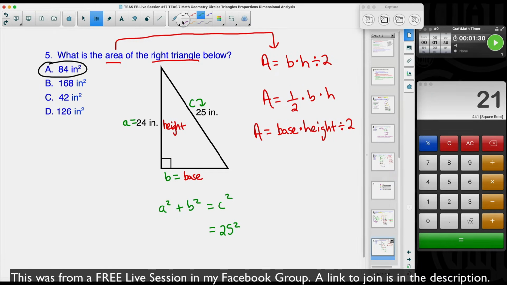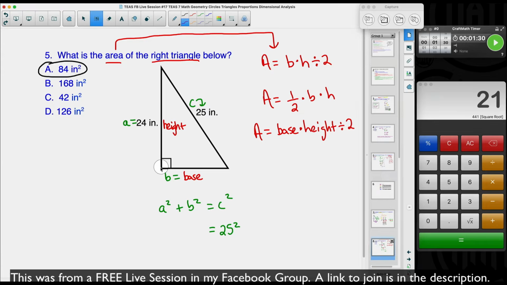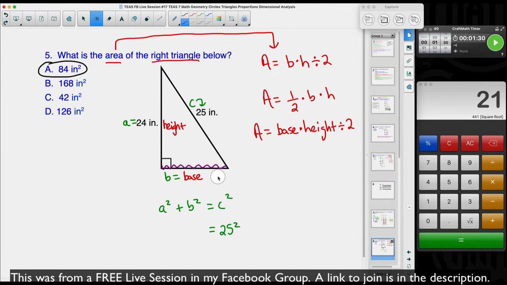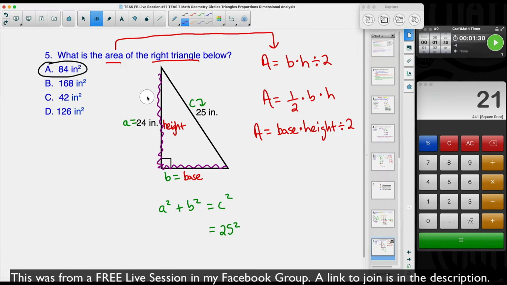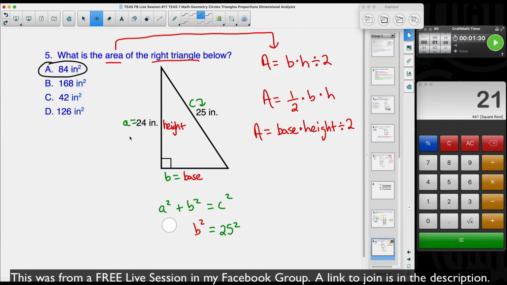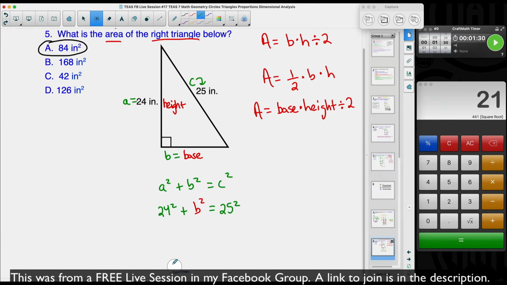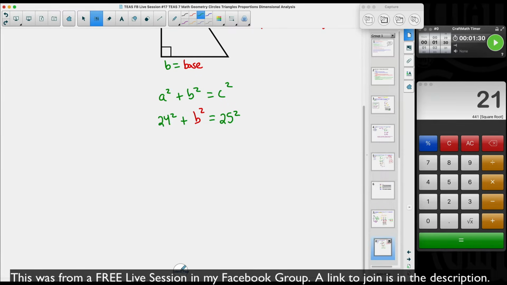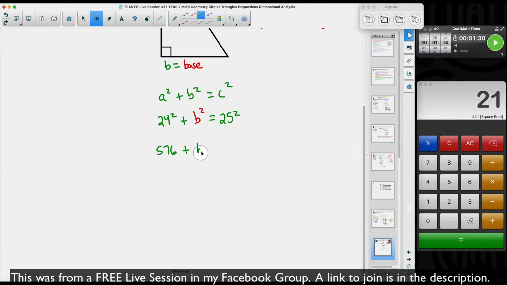Now, by the way, y'all, why did I call this one the base? When I hear the word base, I just think what the triangle's sitting on, the base. And then the height just comes right up off of that base. It comes 90 degrees off that base. All right, so we don't know the base. And we do know A, 24 squared. All right, so let's square these things. What is 24 squared? That is 576. We don't know what B is.